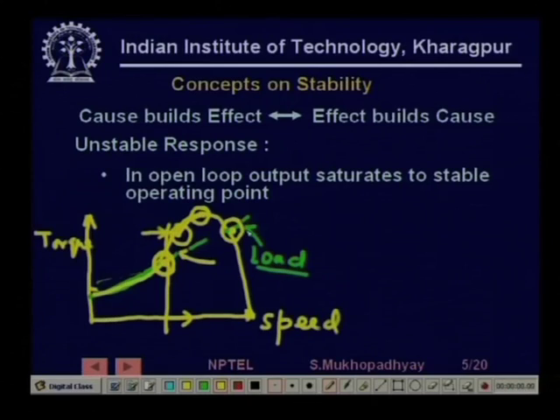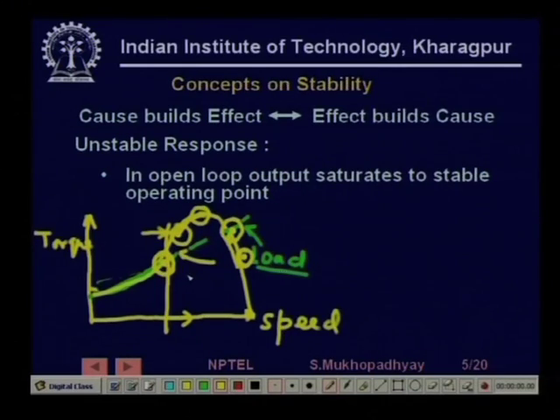At this point again the generated torque is equal to the load torque, but if something increases the speed and it comes to this point, my dot is getting shifted. Now if the motor shifts from this point to this point, immediately the generated torque will fall below the load torque requirement. So, the motor will tend to go back to its old operating point.